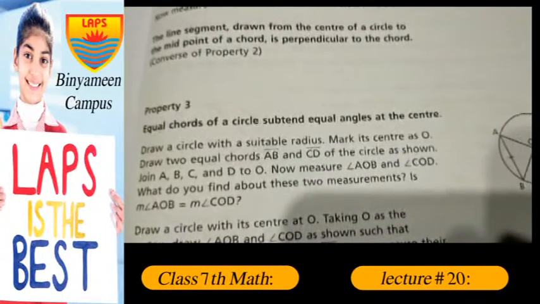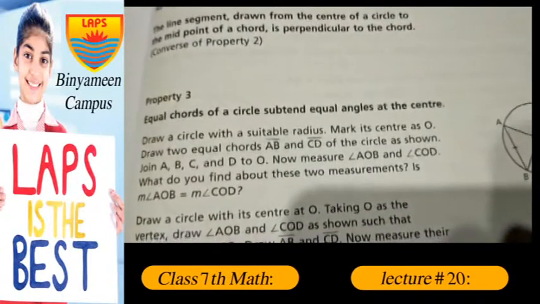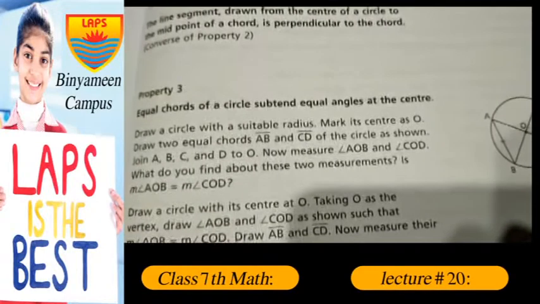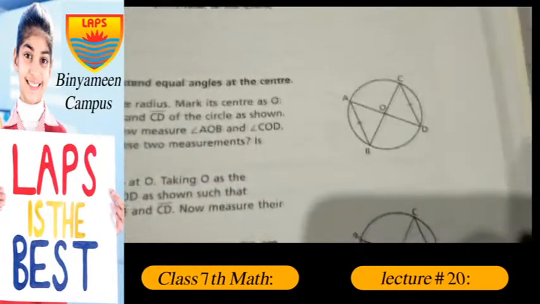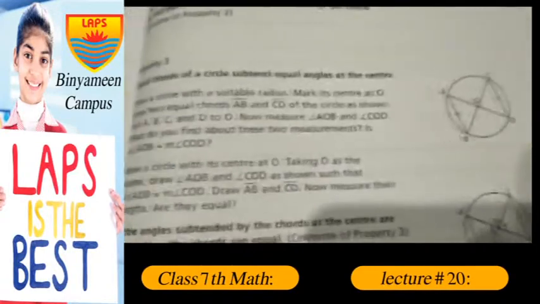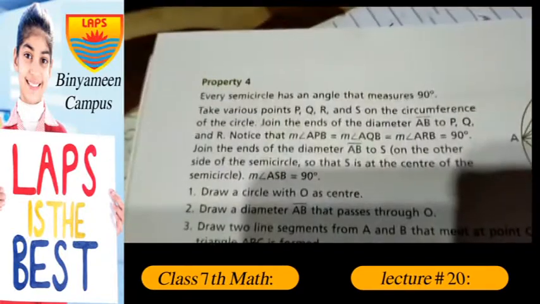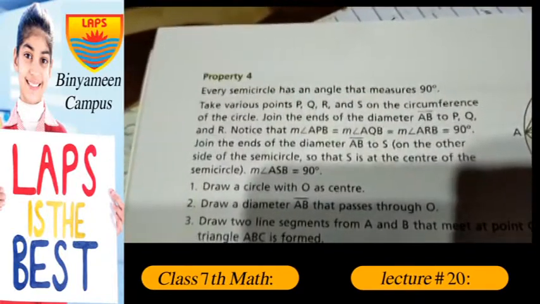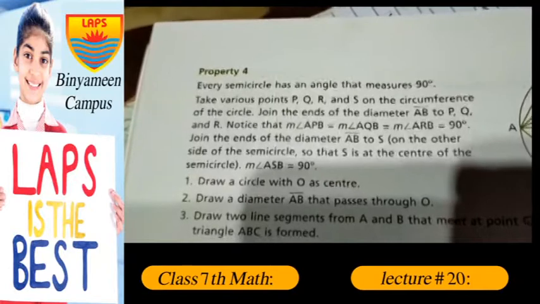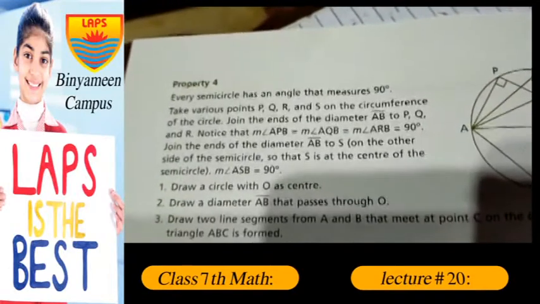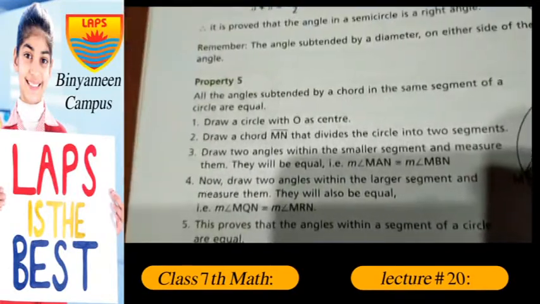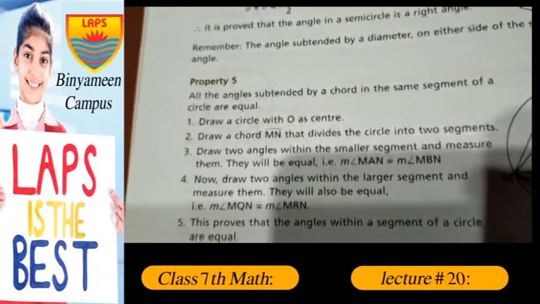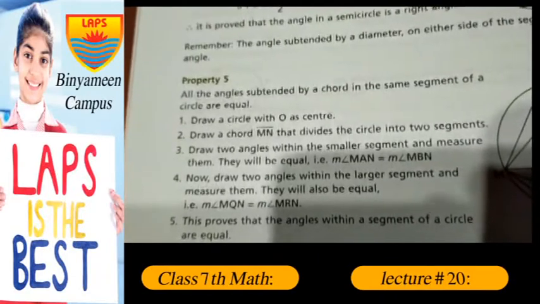Third property, equal chords of the circle subtend equal angles at the center. Fourth property, every semicircle has an angle that measures 90 degrees. Fifth property, all angles subtended by the chord in the same segment of a circle are equal.